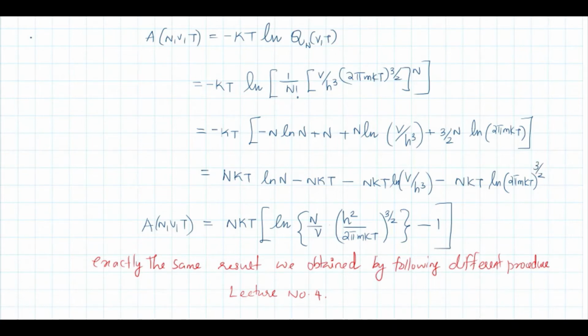nkT you can take as common. Then log, here there is an n, here there is minus v by h cube, so you can write it as n by v, and then that h cube you incorporate in this, which will be h square by 2 pi m kT raised to 3 by 2, and this minus nkT will contribute this minus 1. Okay, nkT is common. This is the equation for Helmholtz free energy, and this is exactly the same result we obtained by following a different procedure. We calculated this in lecture number 4 for the classical ideal gas. The same equation we obtained there.